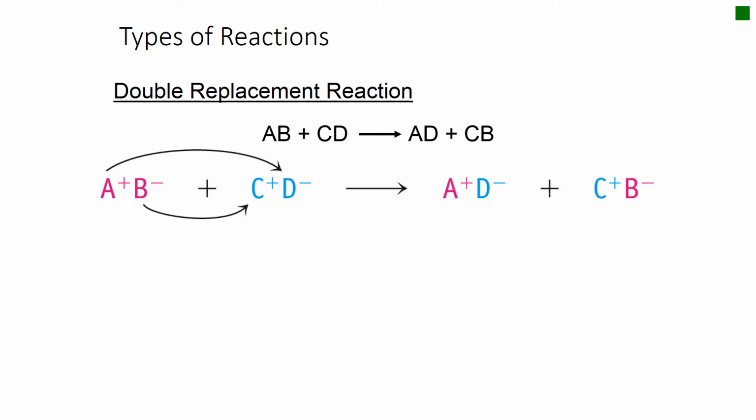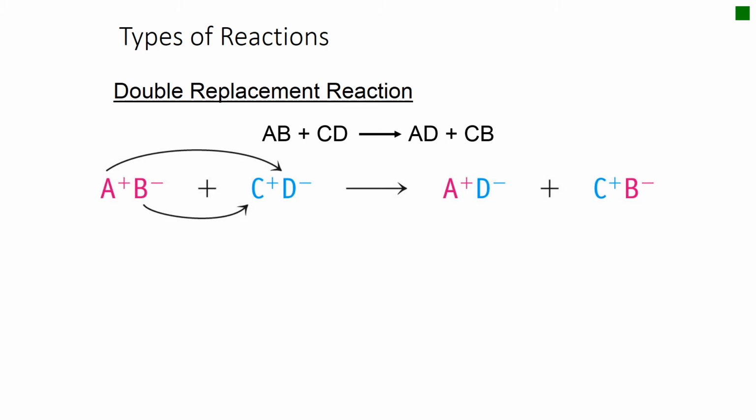Remember, we write the cation first and the anion second. Now, B minus might be a polyatomic ion. It might be just an anion. Remember, polyatomic ions travel together and they don't break up in these double displacement reactions. So just keep the polyatomic ions together.